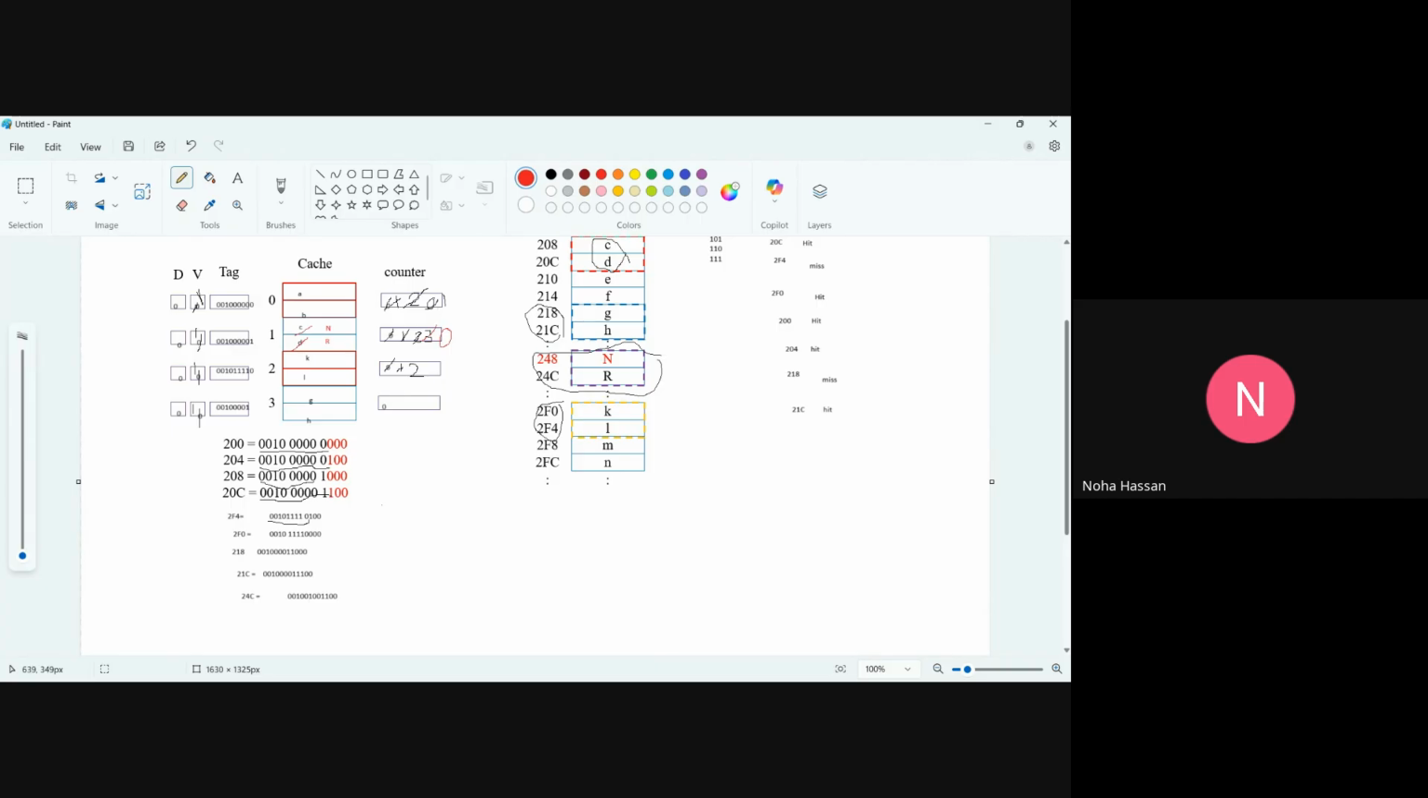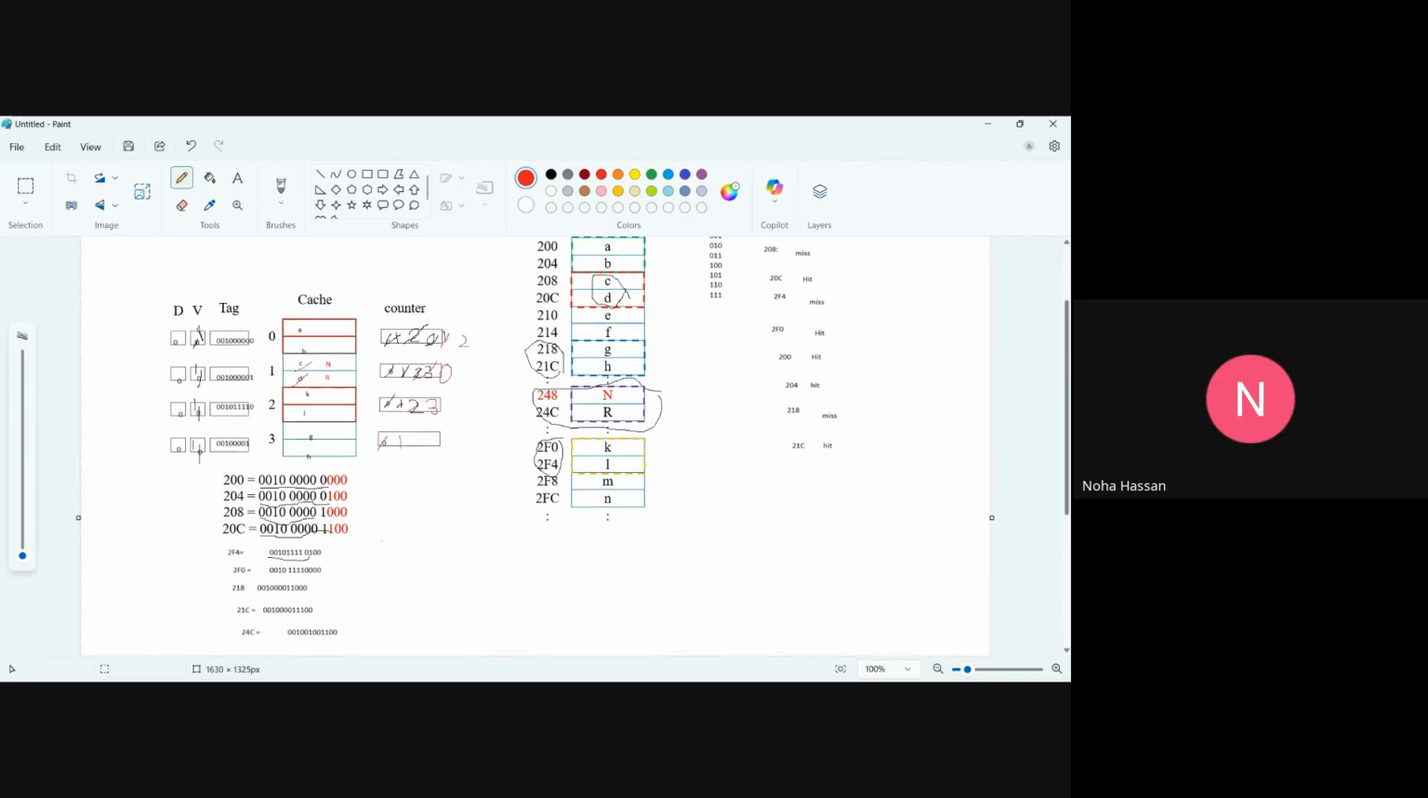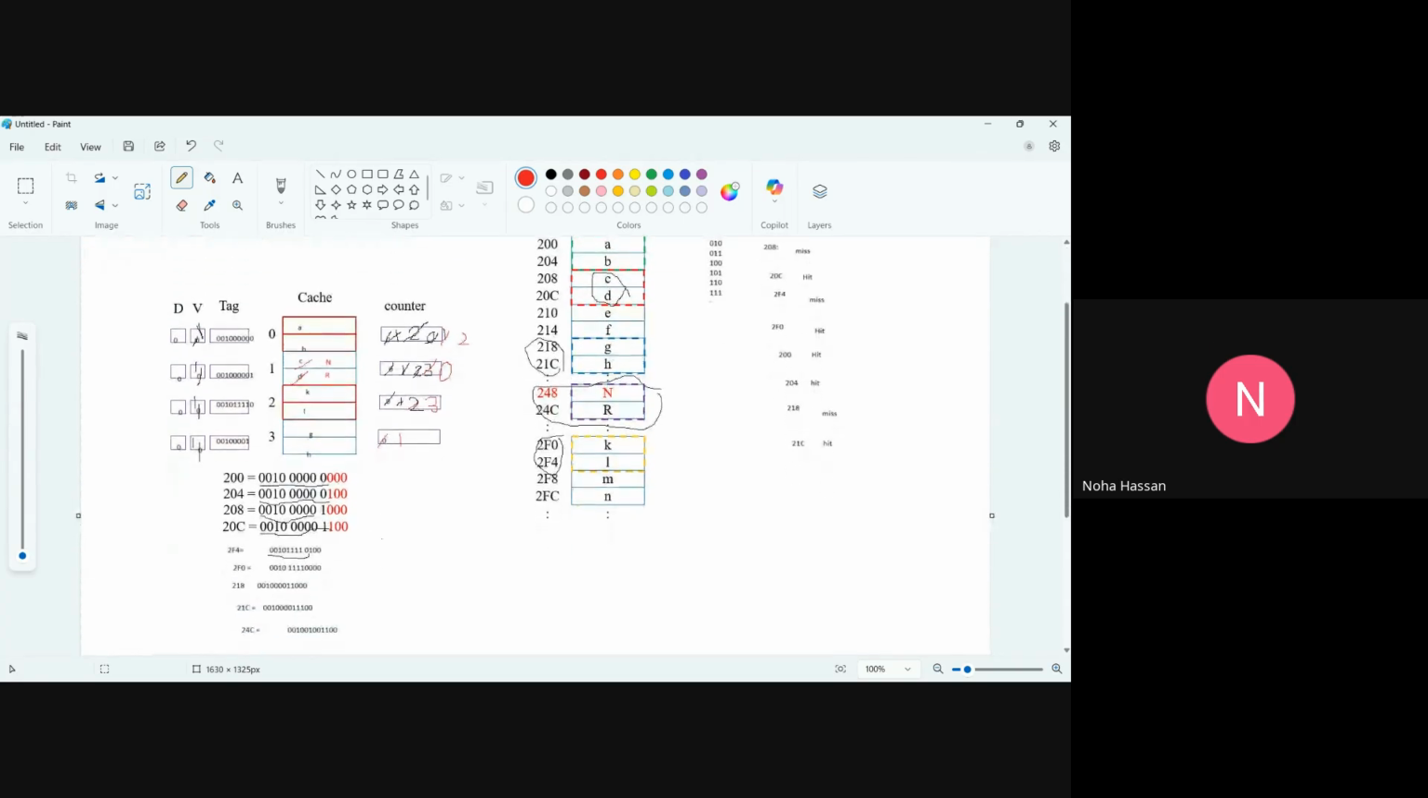And I need to increment the other counters. Okay. So instead of 1, I will change that into 2. And this one will become 3. And this one will become 1. Okay. So 20, now we are done. We're doing 24C, right? Okay, we need to write it down.